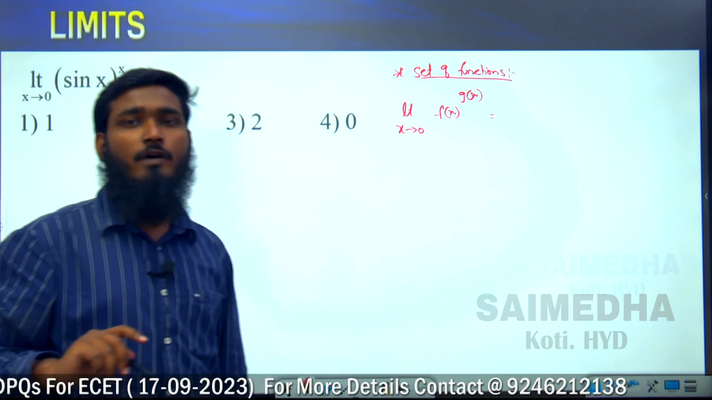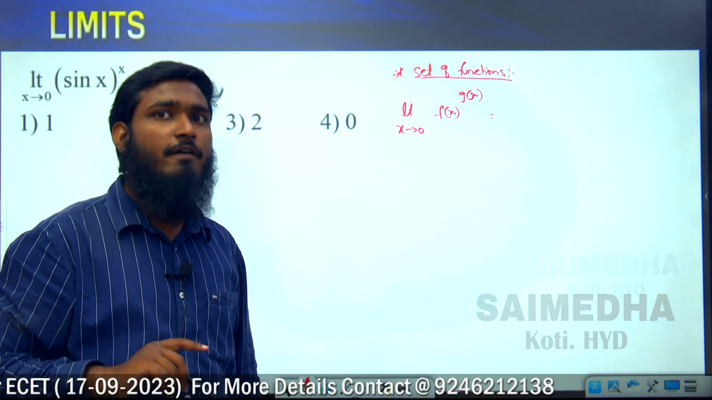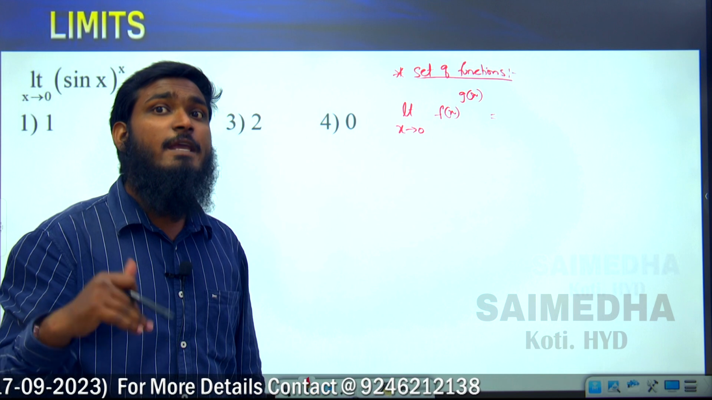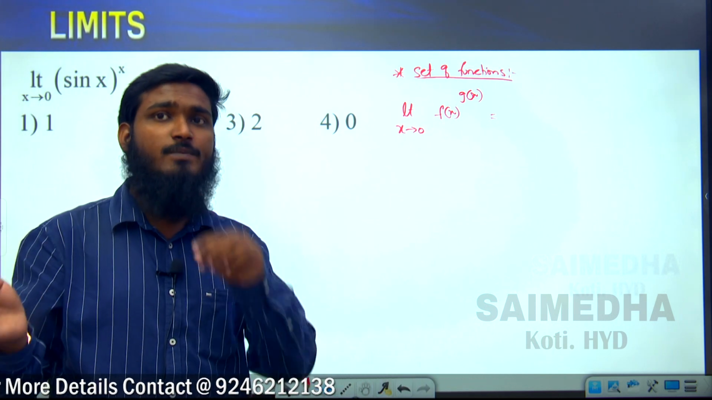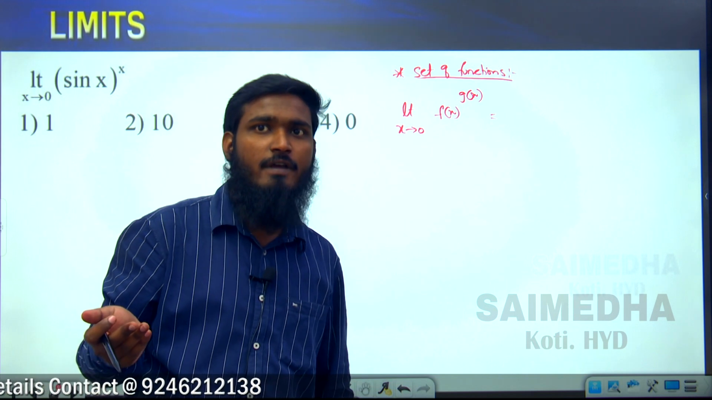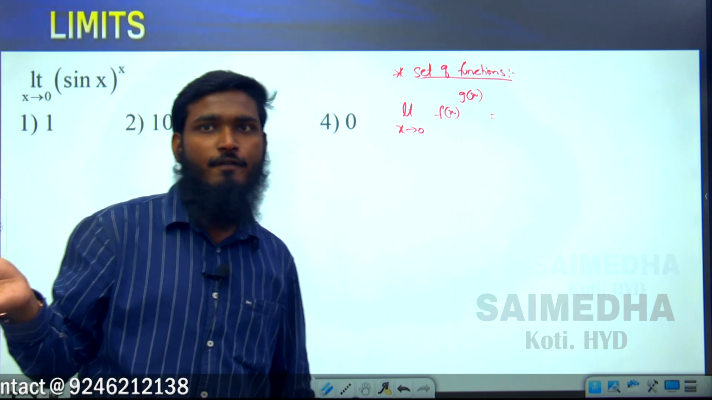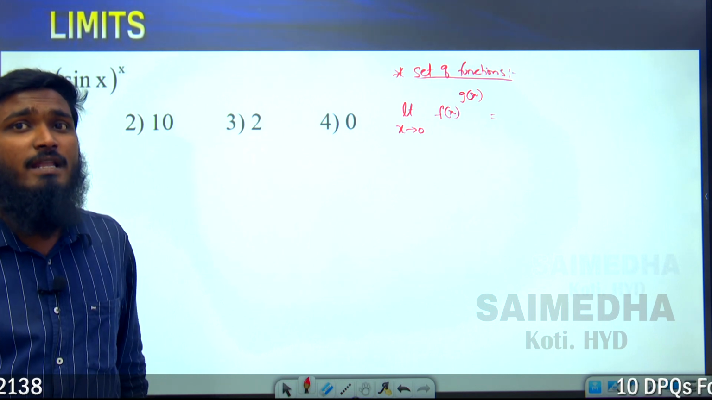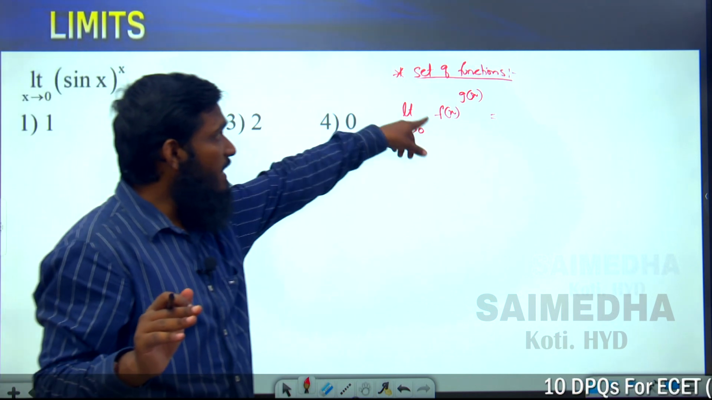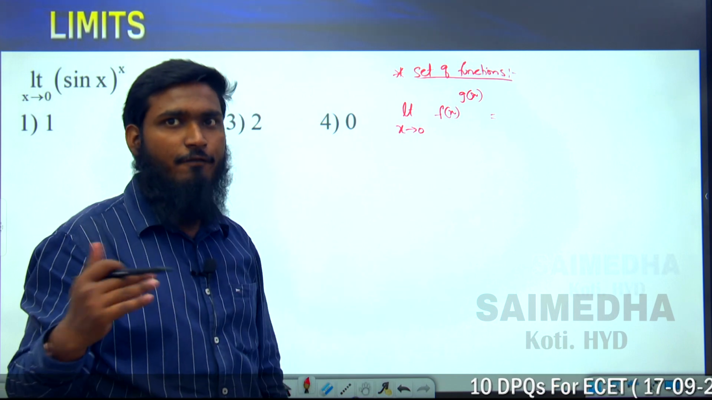For this I have given you one formula: f of x power g of x means e power limit x tends to a, (f of x minus 1) into g of x, or g of x into log of f of x. That formula I have given. We have to solve a very lengthy part, it will become very lengthy.